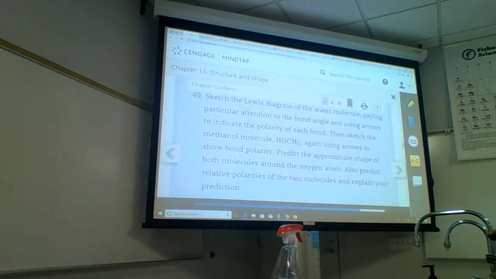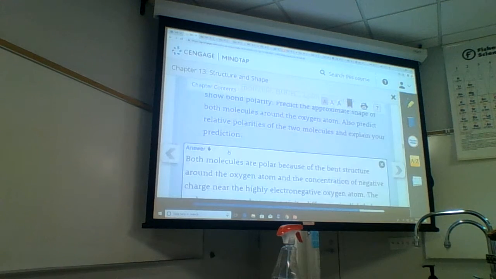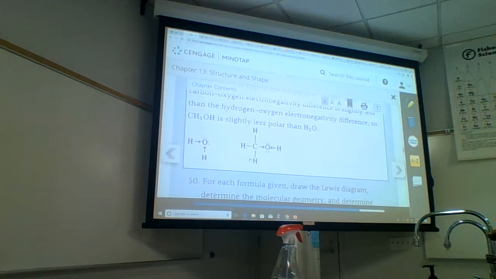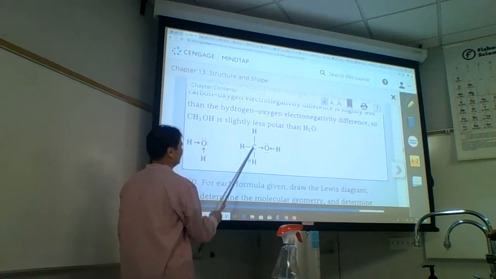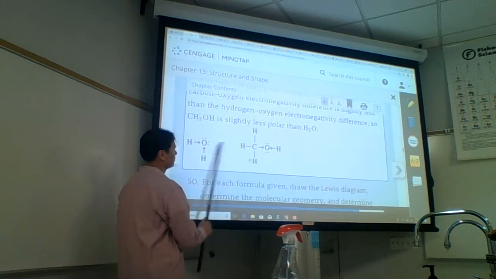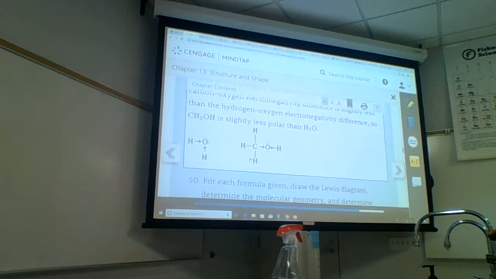Sketch the Lewis diagram for the water molecule, paying particular attention to the bond angle, using arrows to indicate the polarity of each bond, and sketch the methanol molecule, again using arrows to show bond polarity. Predict the approximate shape of both molecules around the oxygen atom. Also predict the relative polarity of the 2 molecules and explain the prediction. All right, so let's take a look at the Lewis structure. When we look at this part here, carbon and hydrogen have pretty close electronegativities, and so both of these are going to be about the same in terms of polarity.